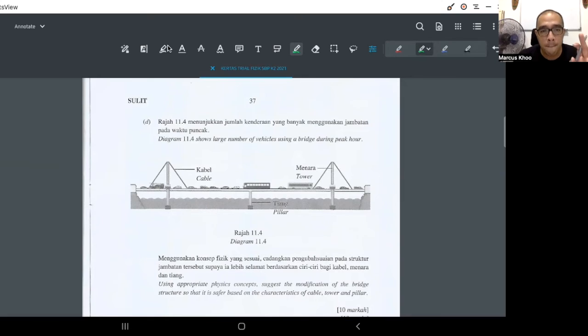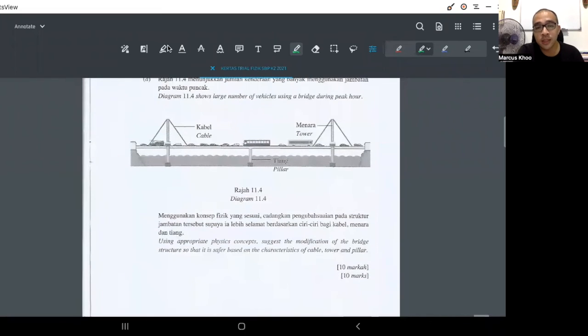Okay. Large number of vehicles using a bridge during peak hour. Every year there is a STEM challenge to build a bridge, so all kinds of weird bridges come out. Now, using appropriate physics concepts, suggest a modification of the bridge so that it is safer based on the characteristics of the cable, tower, and pillar.